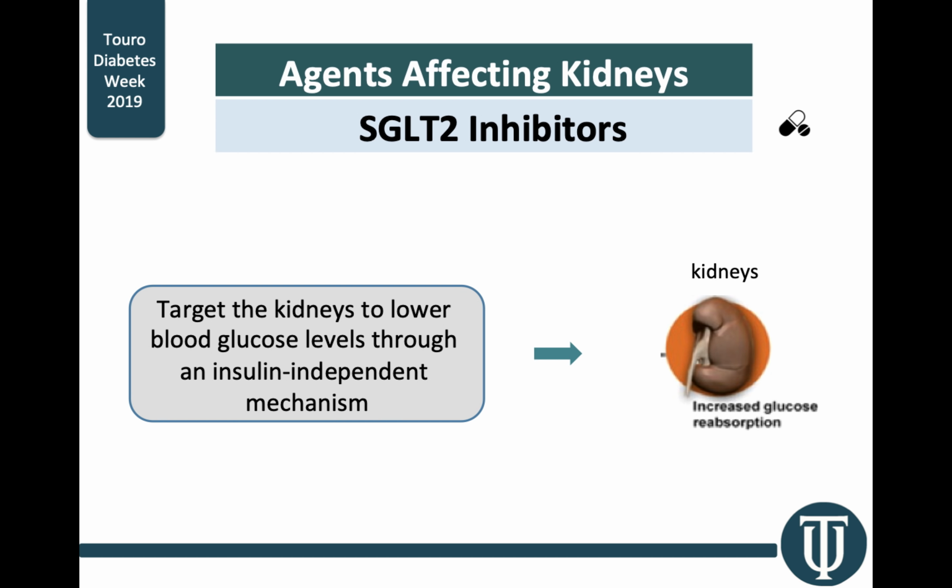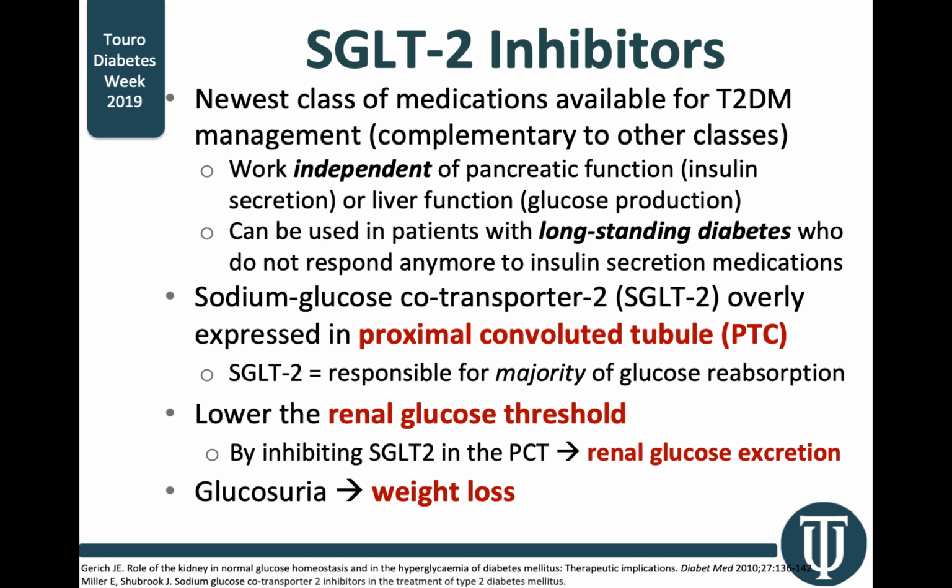So the next class, it's the newest class of diabetes medications. They're called SGLT2 inhibitors. So SGLT2 stands for sodium glucose transporter 2. So they act on the kidneys. So they would target the kidneys to lower glucose in a different mechanism, which I will get into later. So they would work independently of pancreatic function and also liver function.